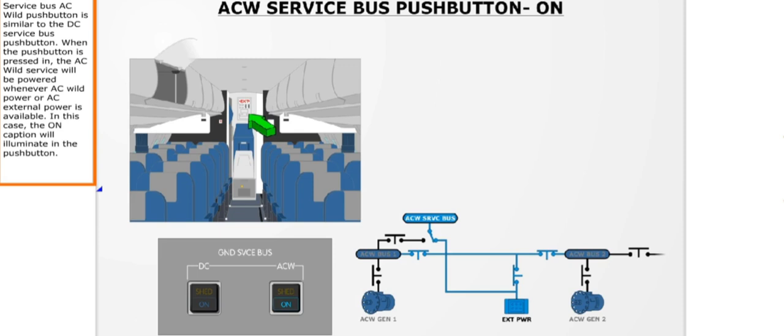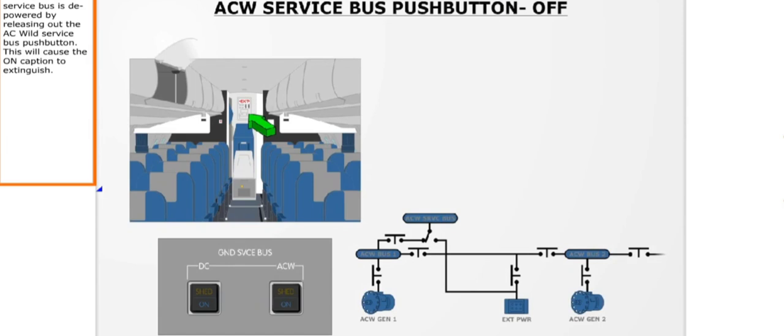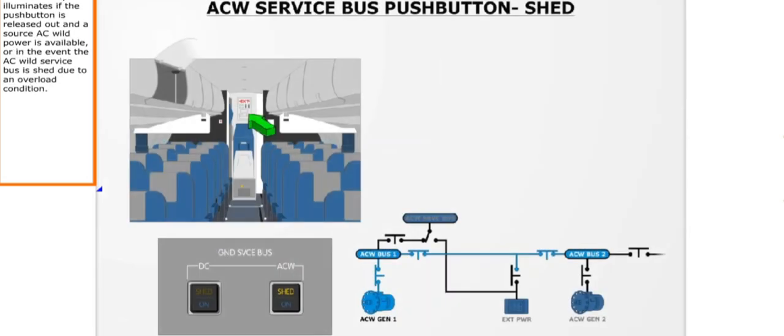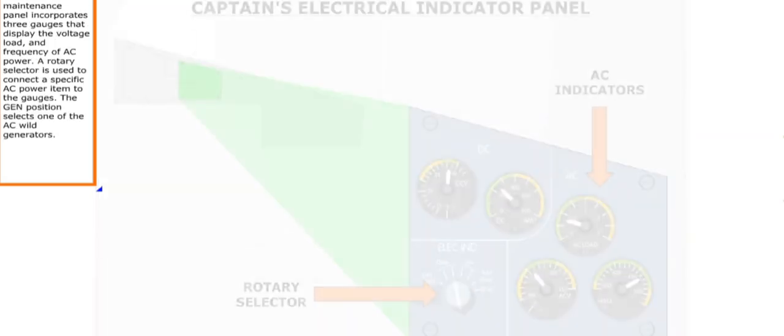When the push button is pressed in, the AC Wild service bus will be powered whenever AC Wild power or AC external power is available. In this case, the on caption will illuminate in the push button. The AC Wild service bus is depowered by releasing out the AC Wild service bus push button. This will cause the on caption to extinguish. The shed caption illuminates if the push button is released out and a source of AC Wild power is available, or in the event the AC Wild service bus is shed due to an overload condition.